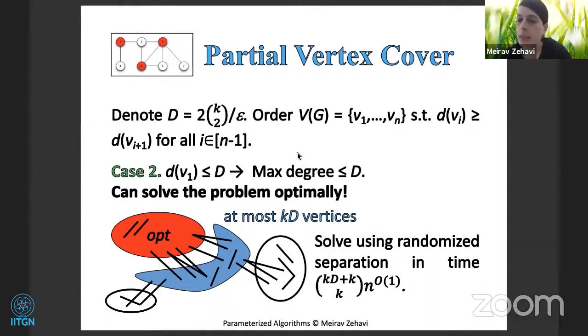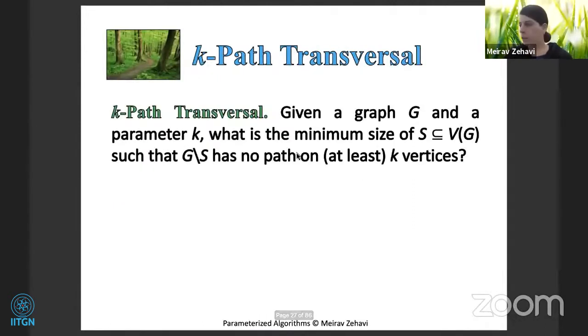Notice that in this case, we actually solved the problem optimally. In the first case, we solved the problem in polynomial time, but we didn't solve it optimally. And in the second case, we solve it optimally, but in FPT time. So overall, it is an FPT approximation scheme. Okay, good. So now let's go to the more complicated example.